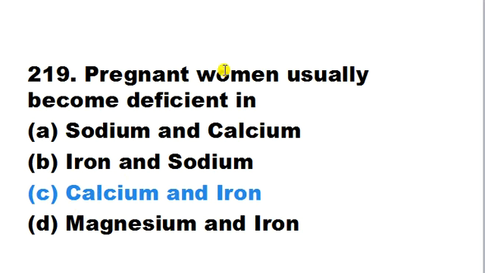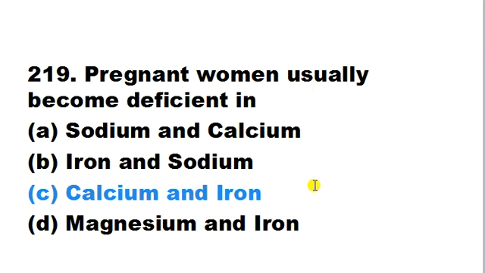If they are not taking sufficient calcium and iron, pregnant women usually become deficient in calcium and iron, because when you do not take a sufficient amount, they can be drawn from your own body. The fetus needs calcium and iron, so it will draw them from your body. From where? Calcium from your bones. That's why we can say pregnant women usually become deficient in calcium and iron.